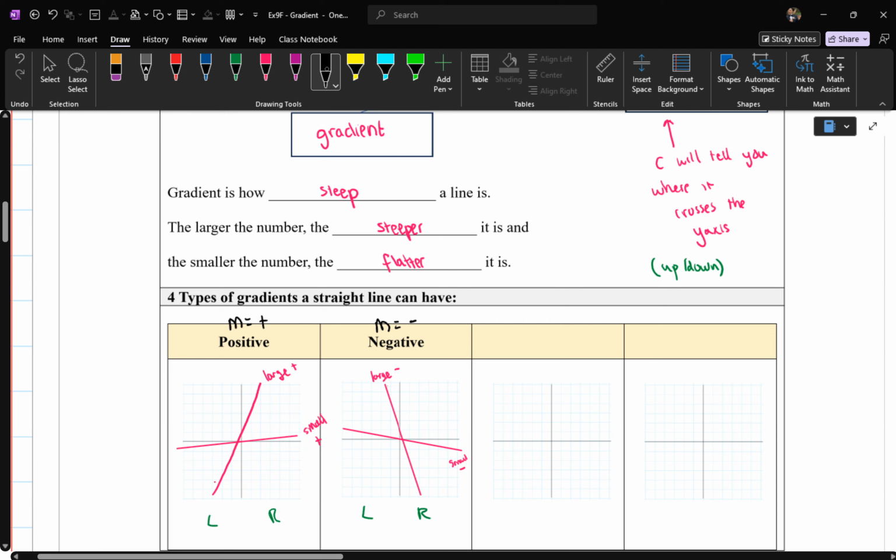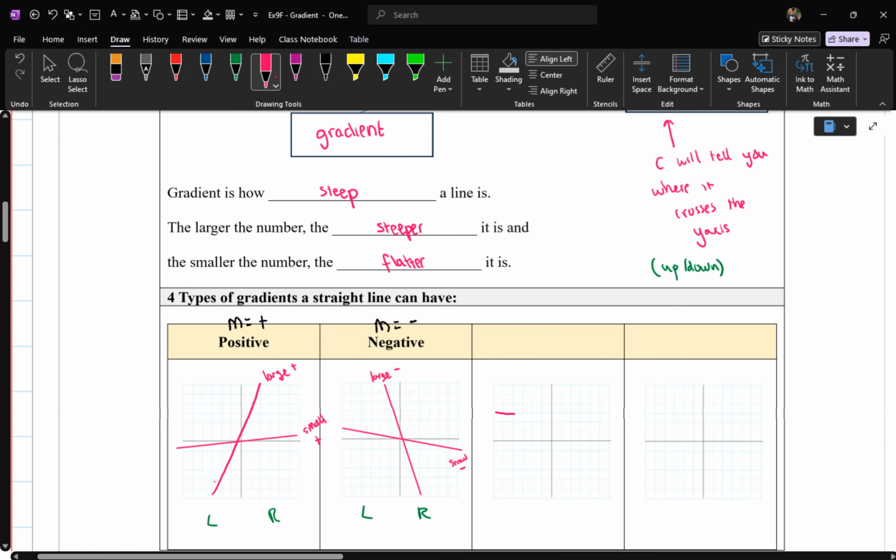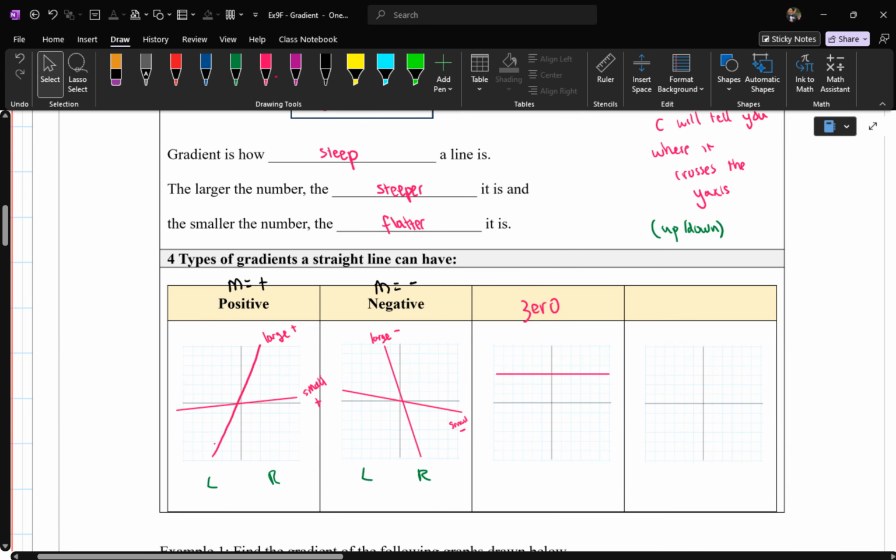Then there's these two boxes here. Well, straight lines, you can draw it like this. You can draw it like this. But there's also another two. You can also draw it full-on flat horizontal. Okay? So how would you draw it flat, full horizontal? Well, this is the hint. I'm going to show you. It is called a zero gradient. So you got a positive, negative.